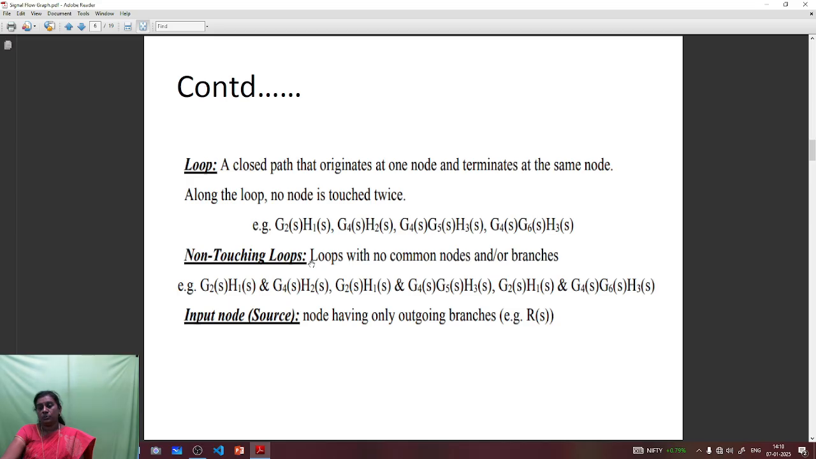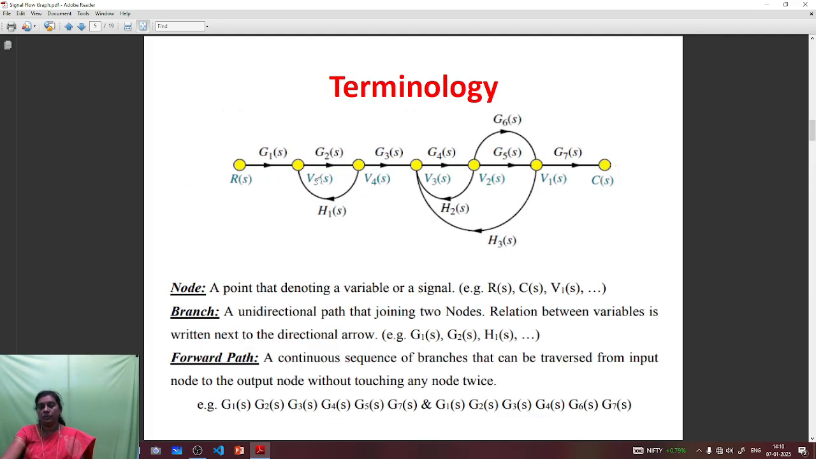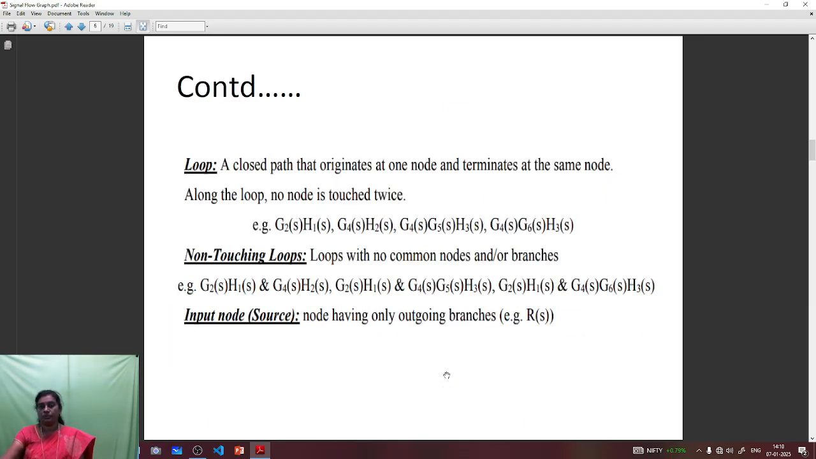Next one is non-touching loops. Non-touching loops are loops with no common nodes or branches. See, this is one loop and this is another loop. These two are non-touching loops. Here there is no common node between the two loops. So this loop and this loop are taken as two non-touching loops.